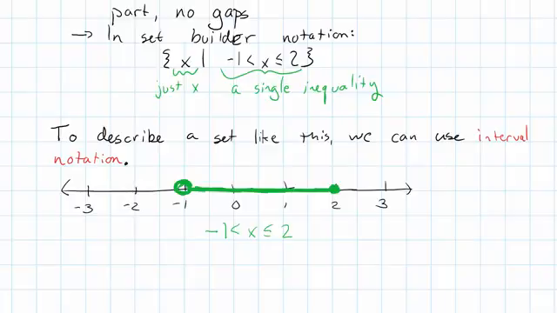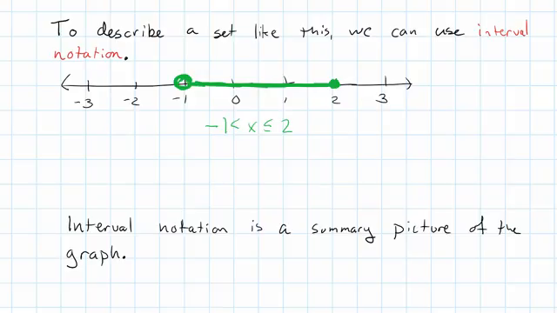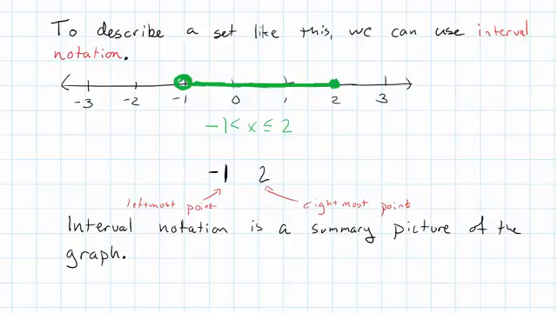Interval notation is a summary picture of the graph, right? So what do I mean? The leftmost point that's shaded in is -1. The rightmost point that's shaded in is 2. I write a comma between them just so I can tell that they're two separate numbers. Then -1 is not included. I indicate that by drawing a round bracket, a parenthesis. The right endpoint is included. So I write a square bracket.